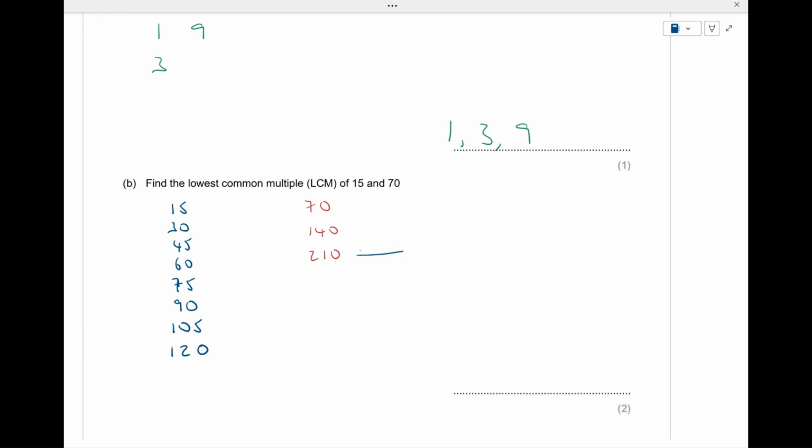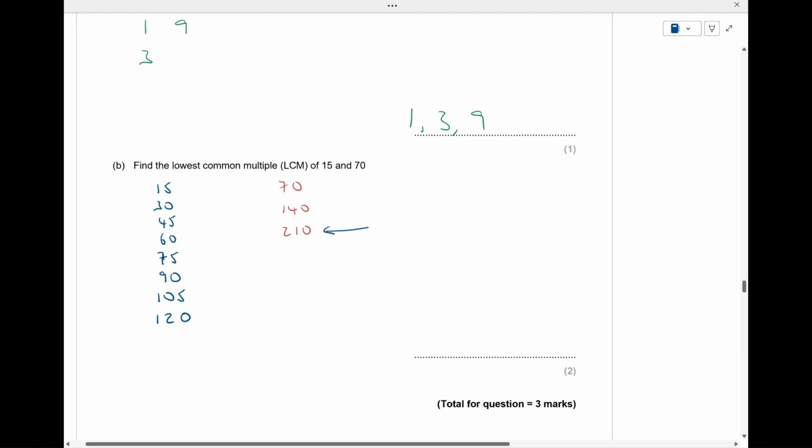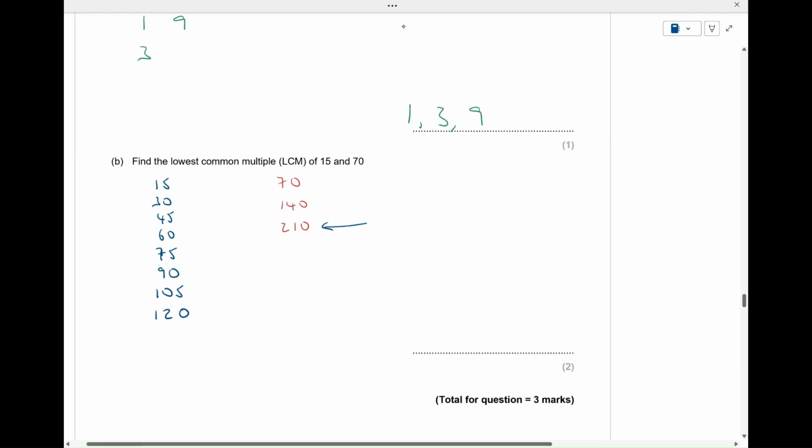Will 210 be on both lists? Does 15 go into 210? What is 210 divided by 15? It does. It goes in 14 times. So eventually, if I carried on here, I would get a 210. And 210 is the lowest common multiple. Now, you could instead have written them both in prime factors and done the Venn diagram method. That would have worked as well.